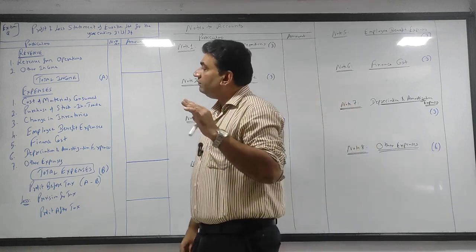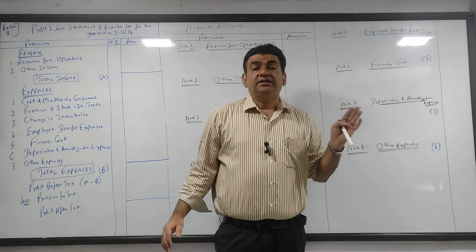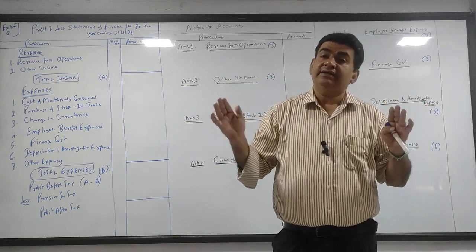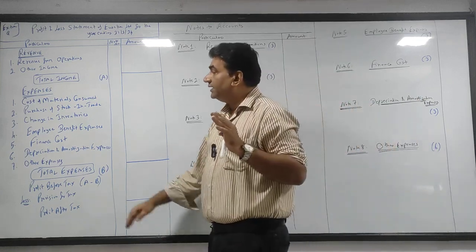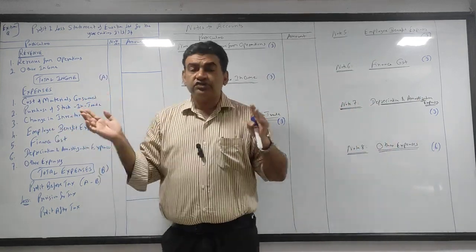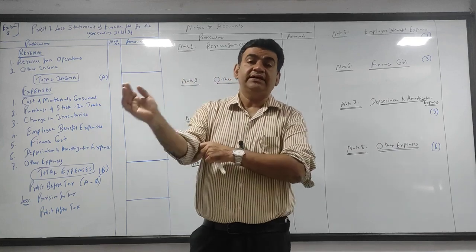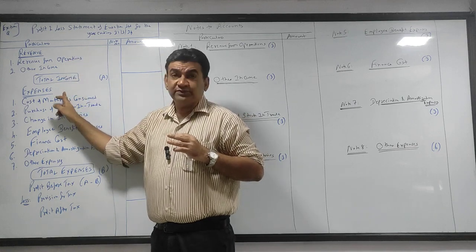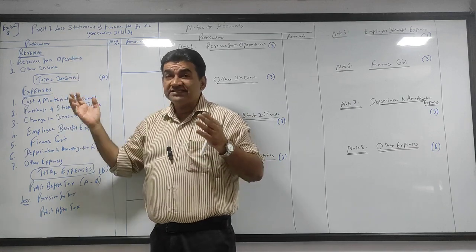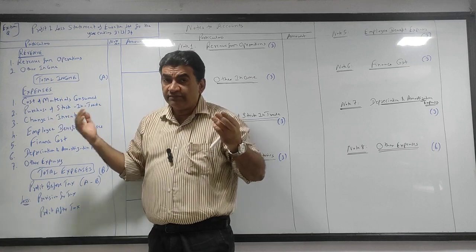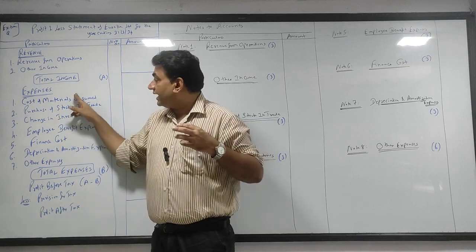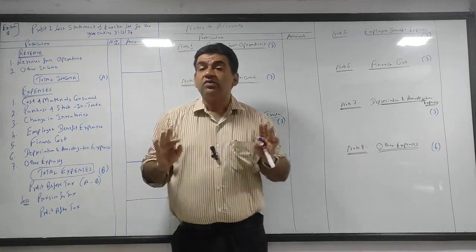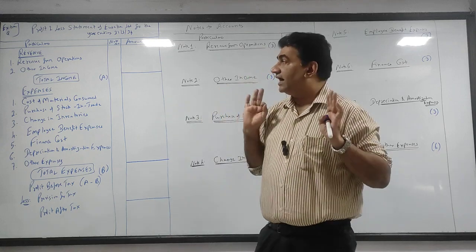Now listen. What was there in the balance sheet? It was divided in two main parts, equity and liabilities, and assets. Here your income statement, which is also called profit and loss statement, will be divided in two parts, revenue and expenses. Revenue means income, sources of income from where the money is coming in, and the money you have spent, that is expenses. Okay, now step by step we will see the items.